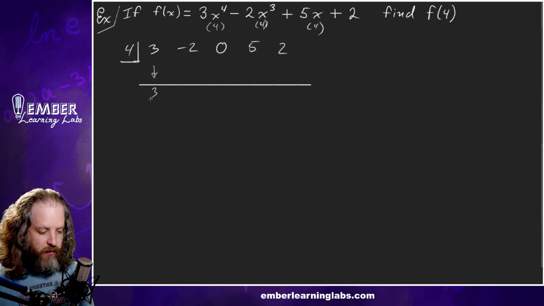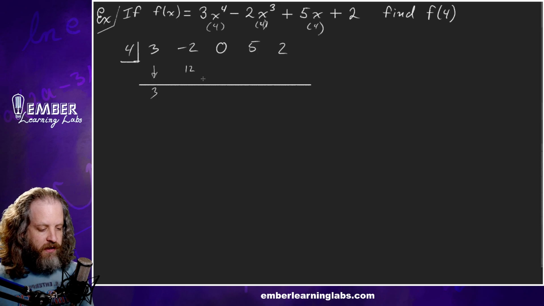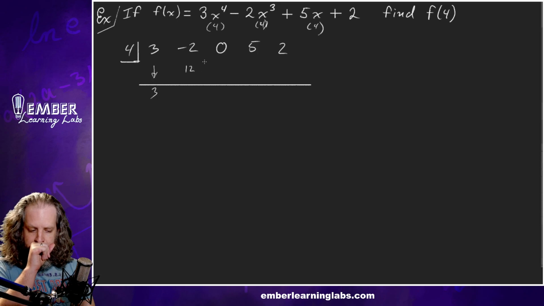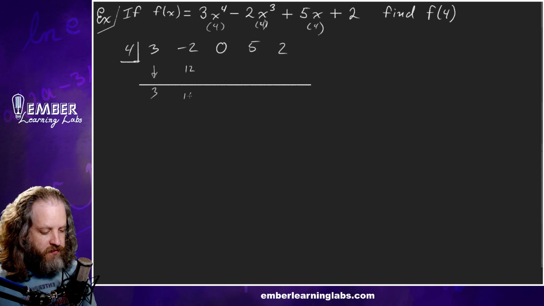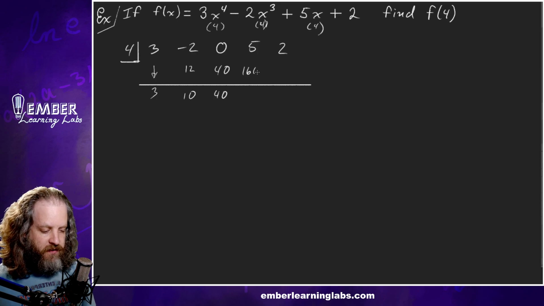Just like we've always done synthetic division, we start by bringing down this 3. The 3 goes right there, and then we multiply. 4 times 3 is 12, and then we add here. Negative 2 plus 12 is 10. 4 times 10 is 40. 0 plus 40 is 40. And 4 times 40 is 160. 5 plus 160 is 165.